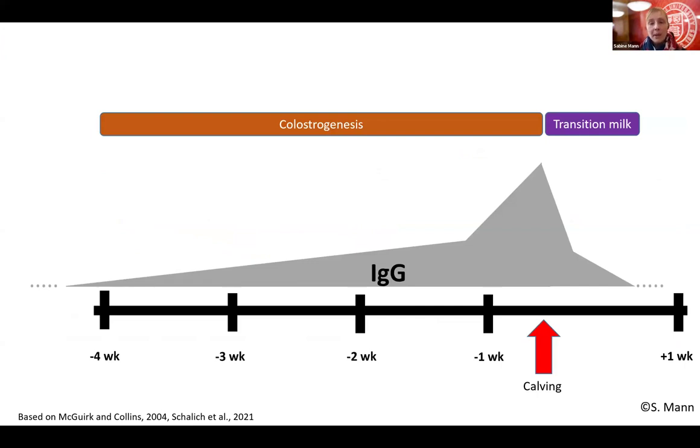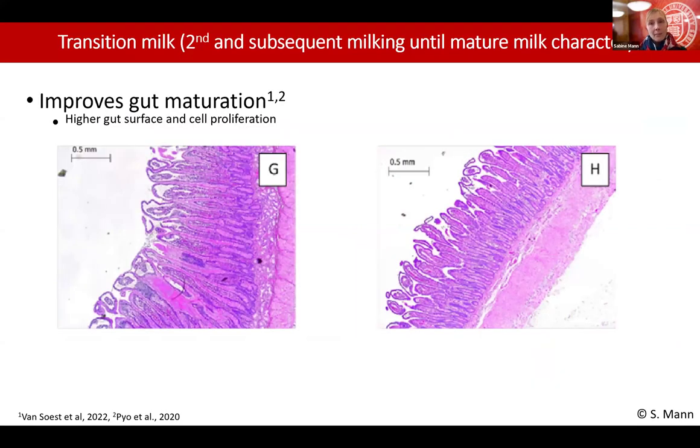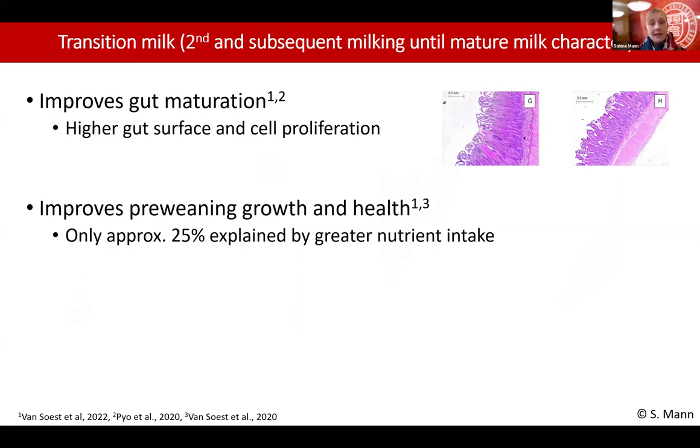And so this transition milk period, as I said, is important as well. So you can feed a second feeding of colostrum if you have enough colostrum, but you can also feed transition milk to calves. And when you do that, because it's still higher, transition milk is before milk reaches the mature character, still higher in these growth factors, still higher in the nutrients, we know from data out there that we can improve the maturation of the gut of the calf. And with the improved gut maturation, we have higher surface area and we have a better uptake of nutrients. This better uptake of nutrients improves the pre-weaning growth and health. More of the nutrients that are available in the gut are then available to the calf.